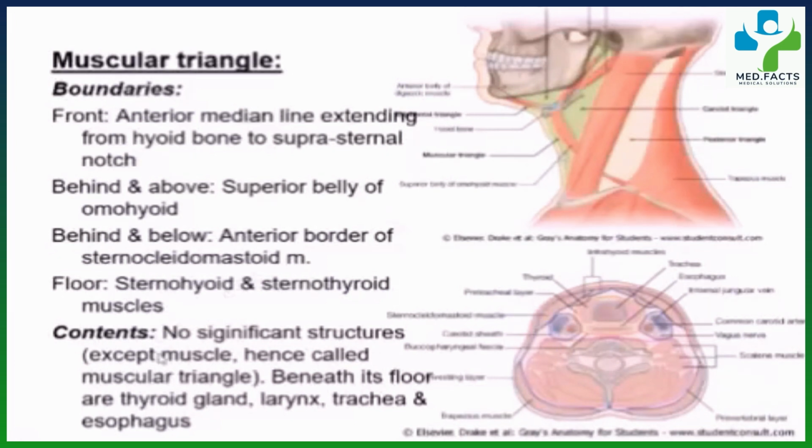There are no important significant structures here, except if we go deep inside, then we can trace the thyroid gland as well as the trachea, the esophagus. All the structures can be traced when we go deep inside. Superficially, this is the cross section of the neck. So superficially, after the skin, superficial fascia and other things, you can see the infrahyoid muscles. If you go deep inside, only then can we trace all the structures, the thyroid gland, trachea, esophagus and other structures. So usually it is said not to have significant structures unless we go deep inside. So that's why it is called the muscular triangle.